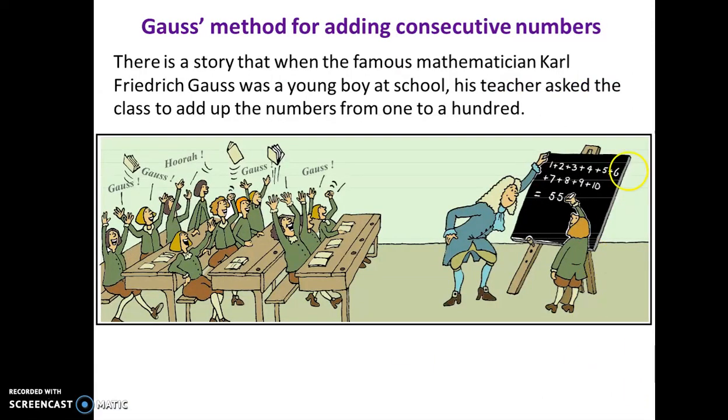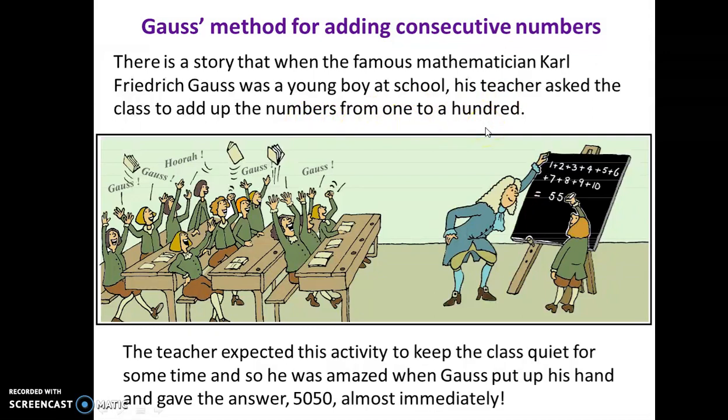There's a story about Gauss and his childhood, and the story goes like this. The famous mathematician Carl Gauss was a young boy at school. His teacher asked the class to add up the numbers from 1 to 100. The teacher expected this activity to keep the class quiet for some time, and so he was amazed when Gauss put up his hand and gave the answer, which is 5050, almost immediately. How did he do this so quickly?